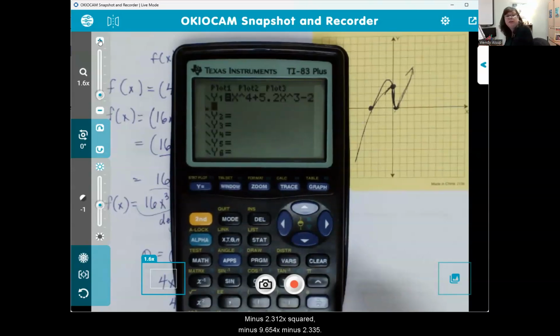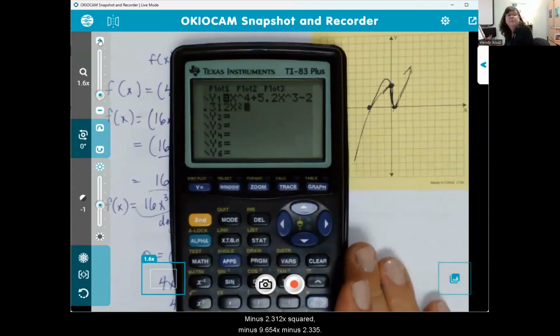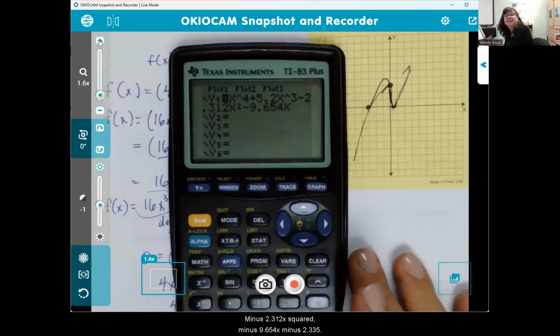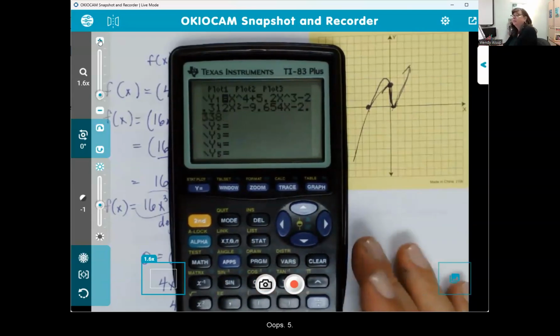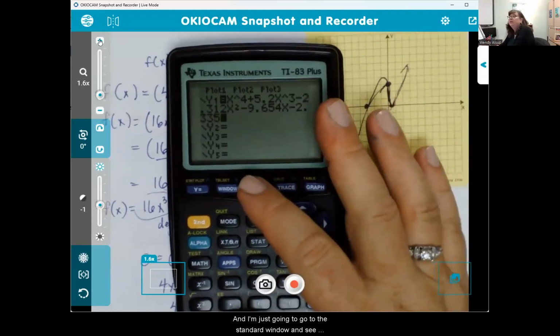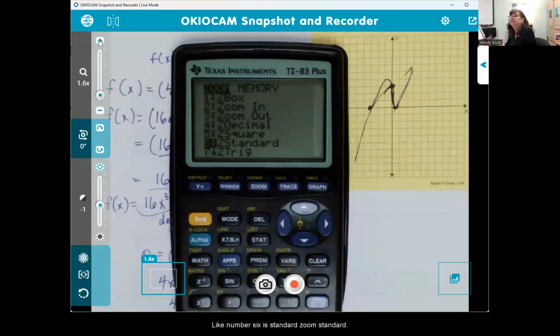Minus 2.312 x squared minus 9.654 x minus 2.335. Oops, 5. And I'm just going to go to the standard window and see what this guy looks like. Number 6 is ZoomStandard.